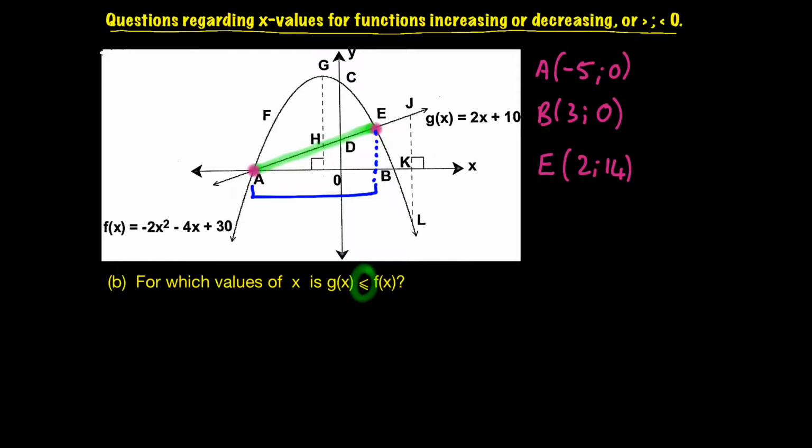So in this case, it goes from point A, which is negative 5. It includes point A at negative 5. So we use less than or equal to: x is less than or equal to the x value at point E, which is positive 2.